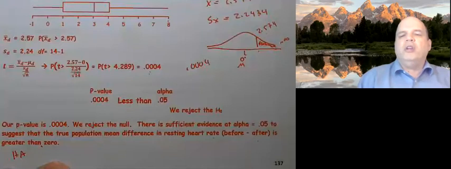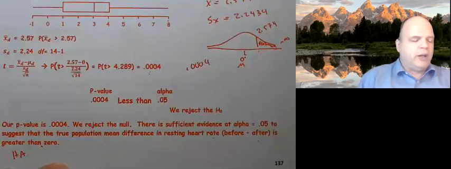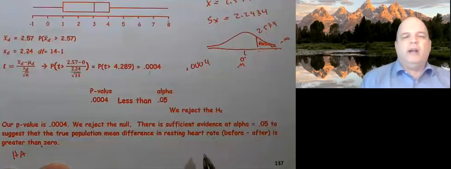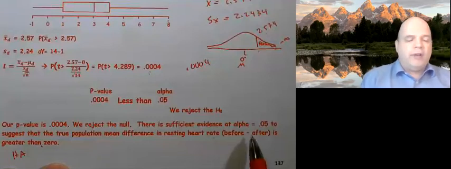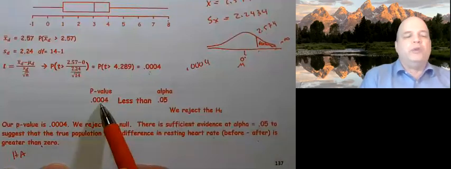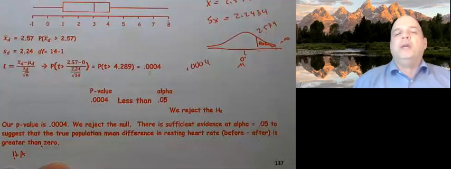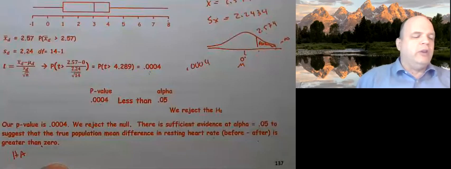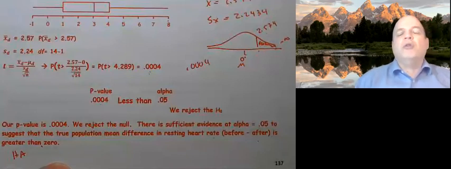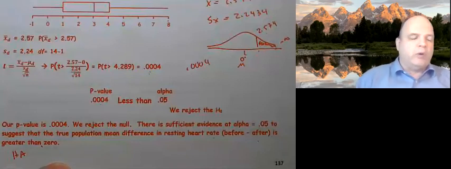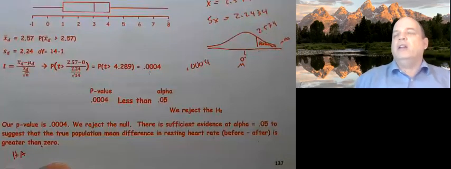Now, my question is, did this exercise equipment seem to work? And the answer is yes. We have significant evidence at alpha equal 0.05 to say it worked. We believe that because we rejected the null. The null would be that there was no difference, that it did not work. The alternative was that resting pulse rates went down. They were greater before we started and less afterwards. So there is evidence to indicate that the exercise equipment worked.